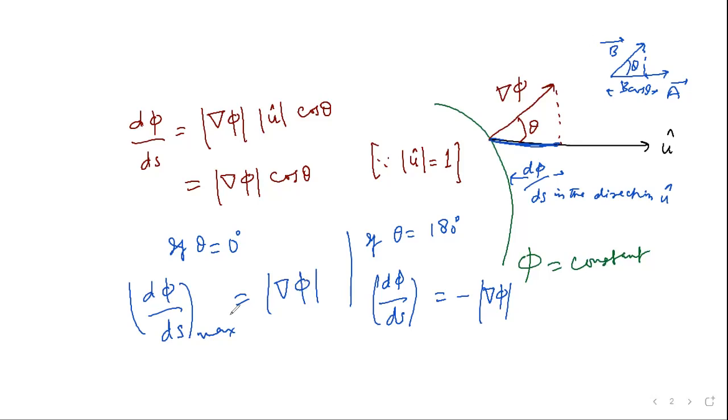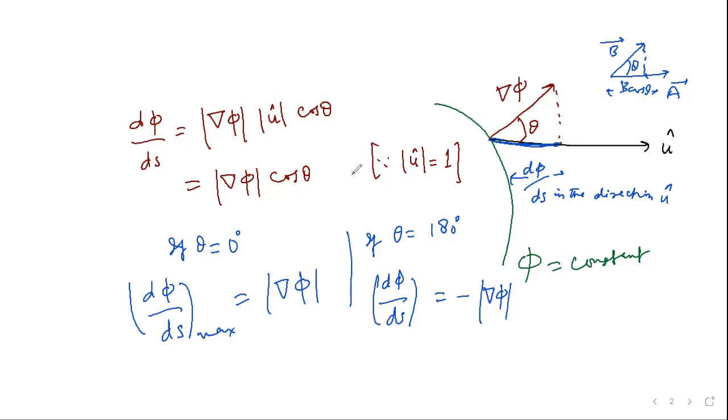That means the largest rate of increase of phi is in the direction of gradient of phi, and the largest rate of decrease of phi is equal in magnitude to del phi, but is opposite to the direction of del phi. This thing you need to remember.